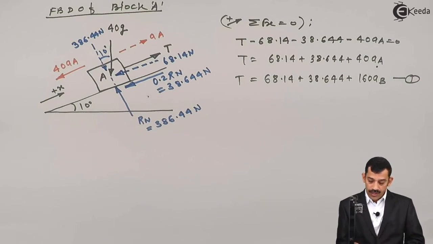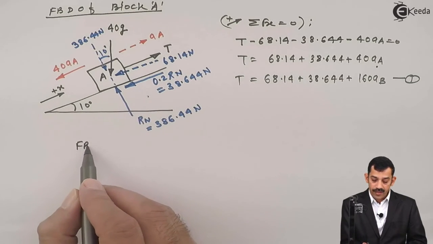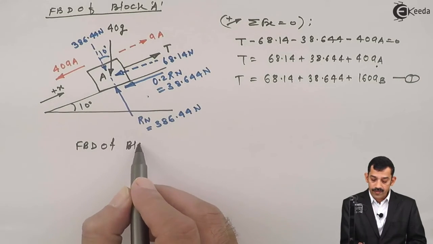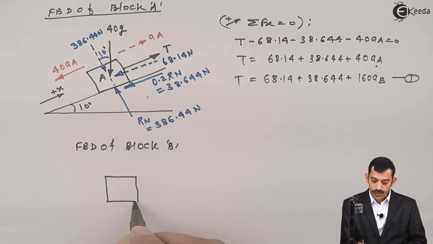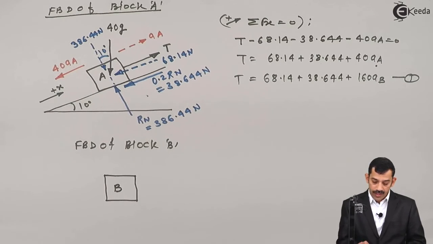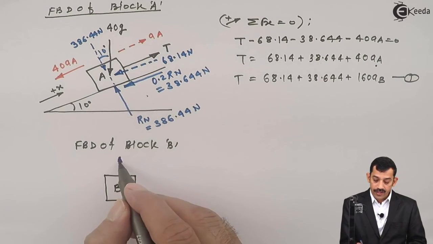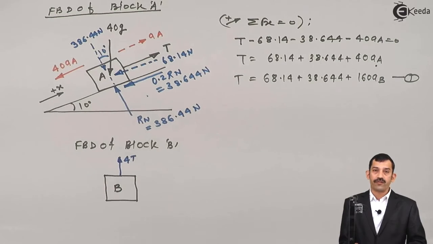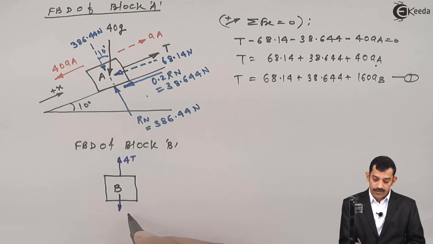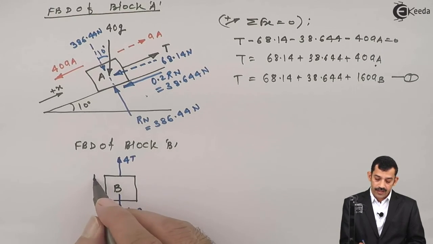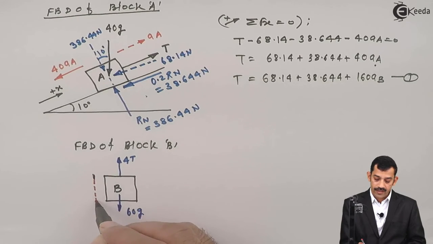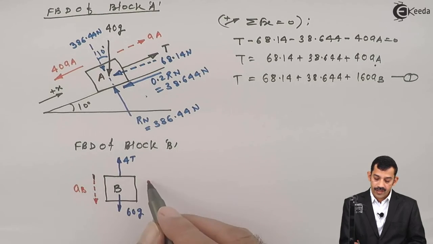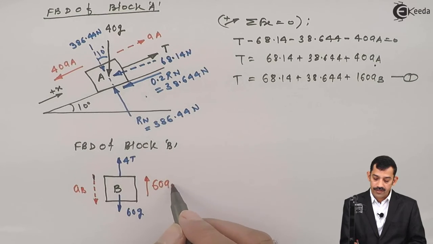Now we'll draw the FBD of the next block, block B. For this block, what forces do we have? It is supported by a cable. The tension is 4 times T, already represented in the main diagram. Weight of this block is mass into G, that means 60 into G. The block accelerates in the vertically downward direction. This is the acceleration AB. Inertia force acts in the upward direction, mass into acceleration.